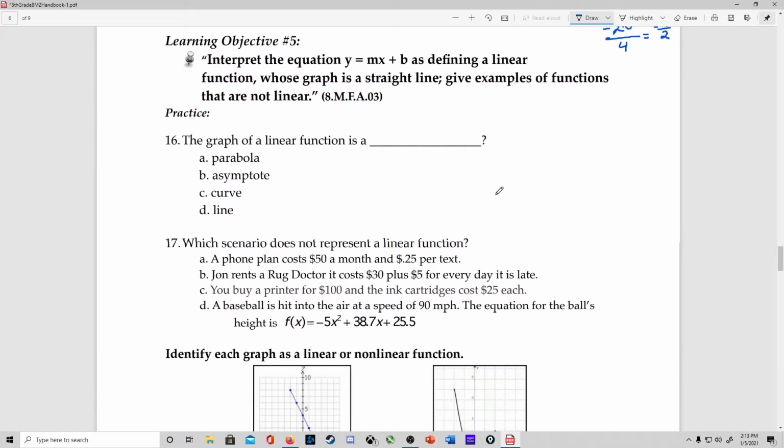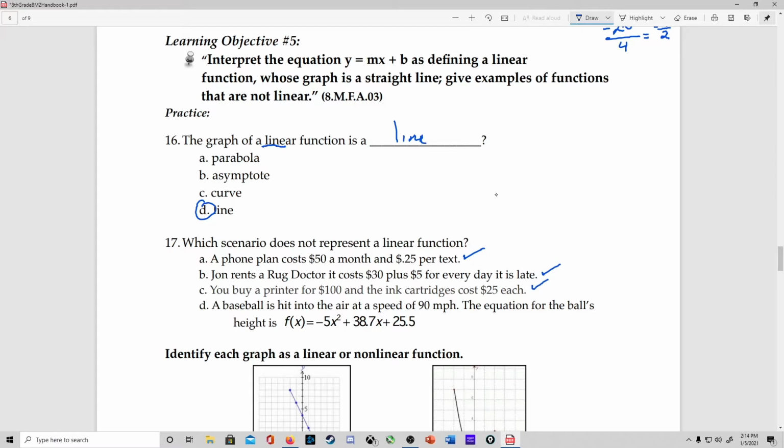Number 16, the graph of a linear function is a line. D, line. Which scenario does not represent a linear function? Okay, remember, linear doesn't have any exponents greater than 1. So $50 a month and $25 per text. That's linear, right? There's nothing being exponentially changed. John rents a rug doctor for $30 and $5 each day. Okay, that's linear. You buy a printer for $100, and the ink cartridges are $25 each. Linear, again, nothing's exponentially changing.